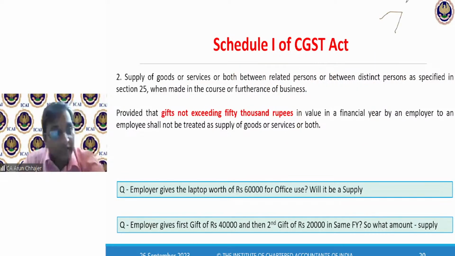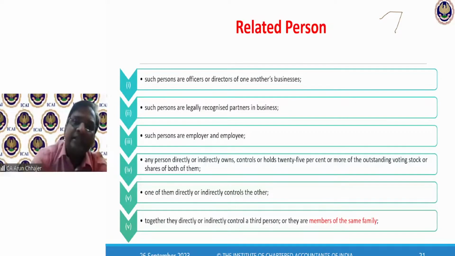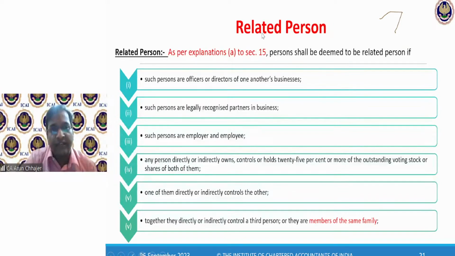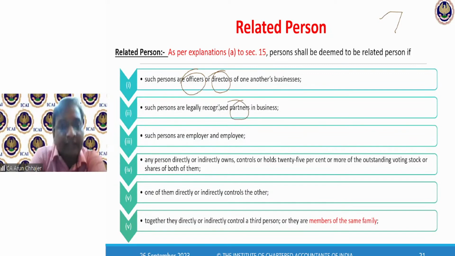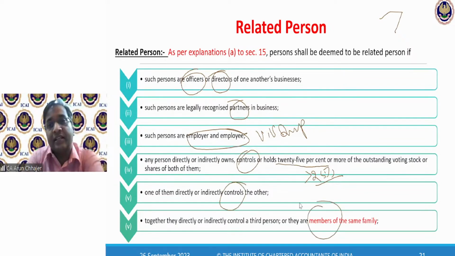The related person means partner, director, employer-employee, any controlling right, member of the same family, officer. These are considered as related person. The meaning of related person has been explained in the explanation. Officer, director, partner, employer and employee, very, very important. Or controlling or having the voting right, 25% or more, or one of them directly or indirectly controls the other, or member of the same family. So these are considered as related.